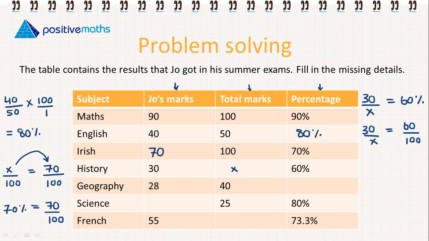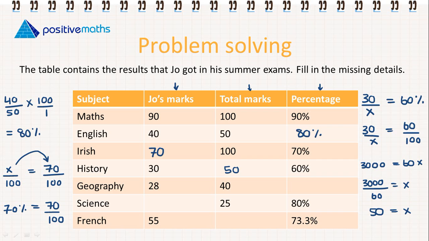So we can cross multiply here. So we multiply 30 by 100. We get 3000. And we multiply 60 by x. And now we need to solve for x. So 3000 divided by 60 will give us x. So 3000 divided by 60 gives us 50. So we have x is equal to 50. And we'll fill that in here.